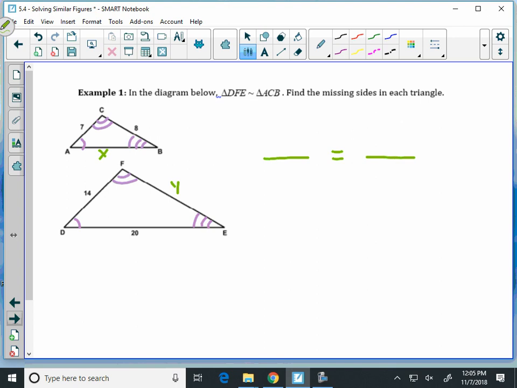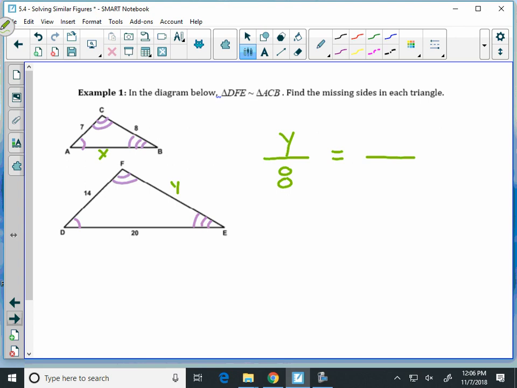Which variable do we want to solve for first? Do we want to solve for x or do we want to solve for y? For y, we're going to solve for y first. Doesn't really matter in this case. I'm solving for y first, so I'm putting y in the top. Well, which side matches up with y in the other triangle? Y is in between 3 arcs and 2 arcs. Which side is also in between 3 arcs and 2 arcs? 8. So 8's going to go in the bottom.